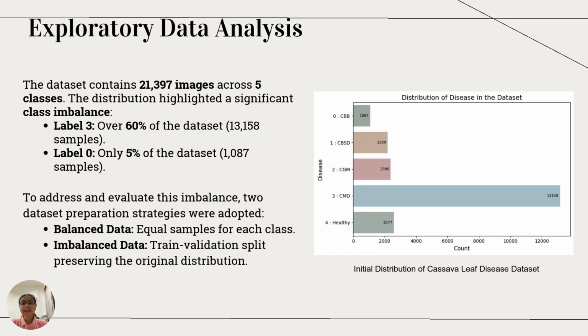Here we see the dataset of 21,397 images distributed across 5 classes with a clear imbalance. Label 3 dominates with over 60% of total data, while label 0 accounts for just 5%. To address this, we use two approaches, one with balanced data ensuring equal representation for all classes, and another that kept the original imbalanced distribution to reflect real world conditions.